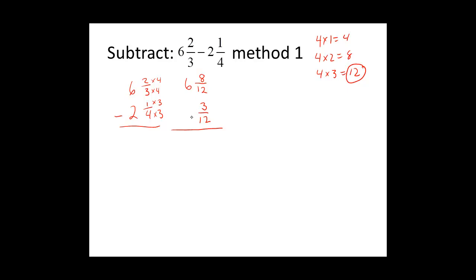We write the rest of the problem down and subtract. 8 minus 3, we are able to subtract 3 from 8, so we can do that. 8 minus 3 is 5. And our denominator stays the same as 12. And 6 minus 2 is 4. So our answer is 4 5/12 because we cannot reduce 5/12.